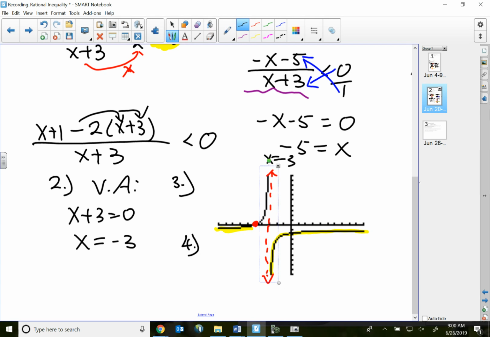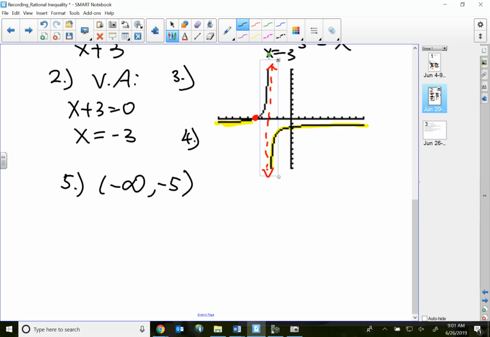Let me write it down. So my solution has to be from negative infinity all the way to negative 5, using parentheses. I'm using parentheses for negative 5 because this is less than 0. There's no equal to. Union from negative 3, keep on going to the right. And the reason I'm using a parenthesis for negative 3 is because that's a vertical asymptote. There you go. That's my answer. So the highlighted part is the same as my solution.